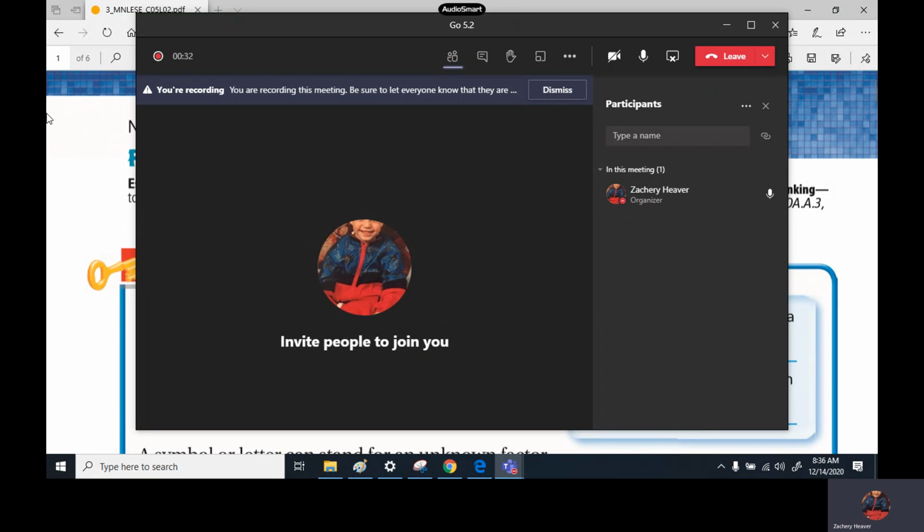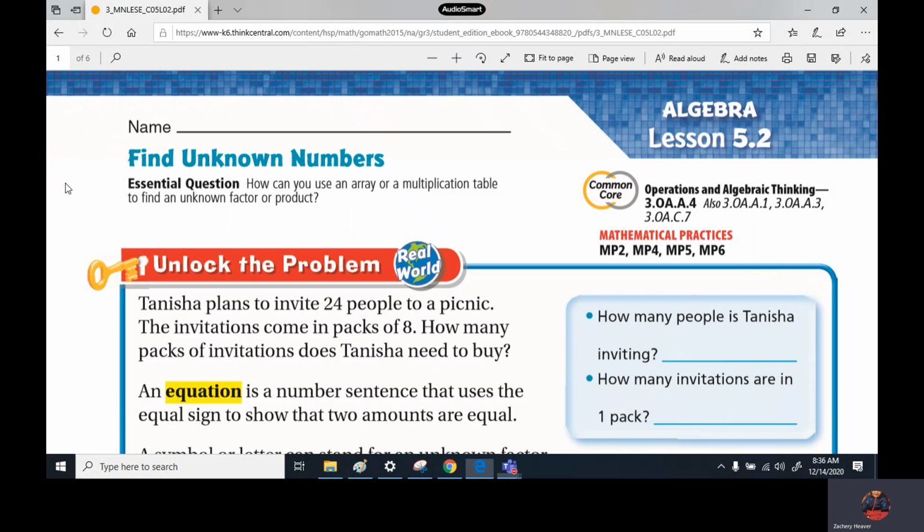Good morning. Good morning. So today's lesson is on 5.2, and it's not a bad lesson. It's finding unknown numbers, so finding what number is going to fill in the blank, practically.